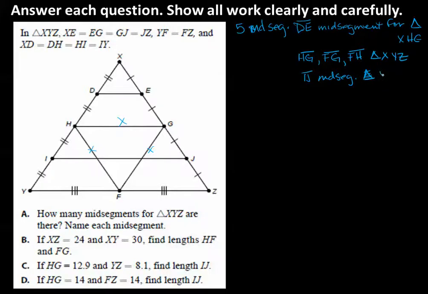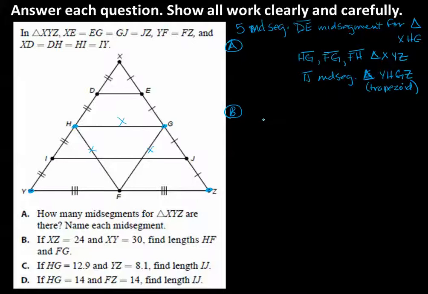And then lastly, we have that IJ is the midsegment for, oh actually, it's not a triangle, for the trapezoid YHGZ. And let me put under there trapezoid. And let's identify it, here's Y, goes to H, G, Z. There's your trapezoid right there. Okay, so we answered part A, all 5 of them. Let me put up here part A. Okay, now we're going to part B.